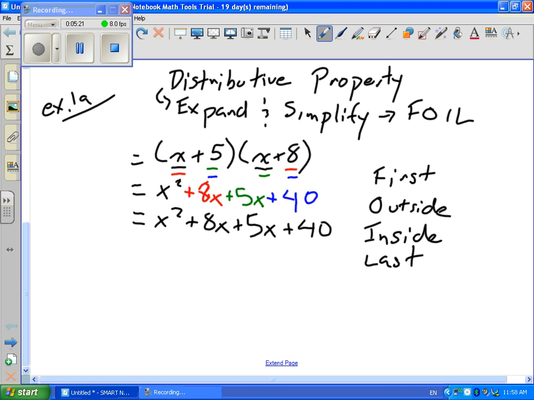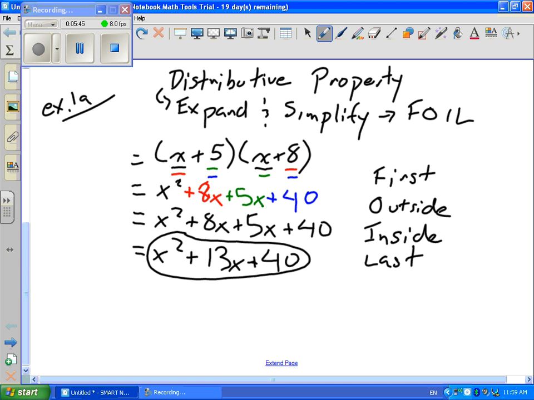Now that he's expanded, he's going to simplify. So he has to add the two middle terms together. 8x plus 5x is 13x. Plus 40. And are you done? That's it. He's done. That's your final answer there. Can you pause it, Sheldon?